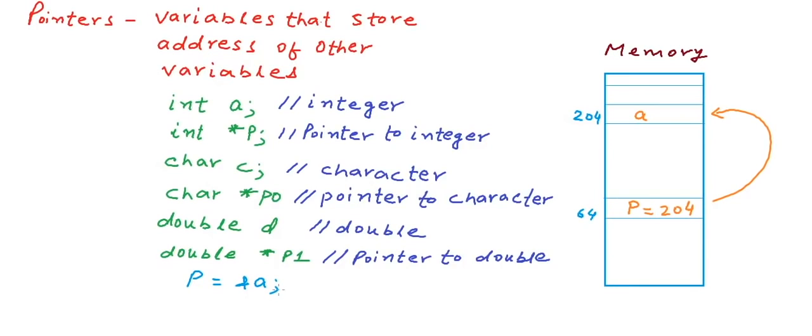And using P, we can also get the value of A. So let's say A is 8 and we use a star operator in front of P, then this star P gives us 8, which is the value of A. If we try to print star P, it gives us 8. Let us now try to see some of these in real code.